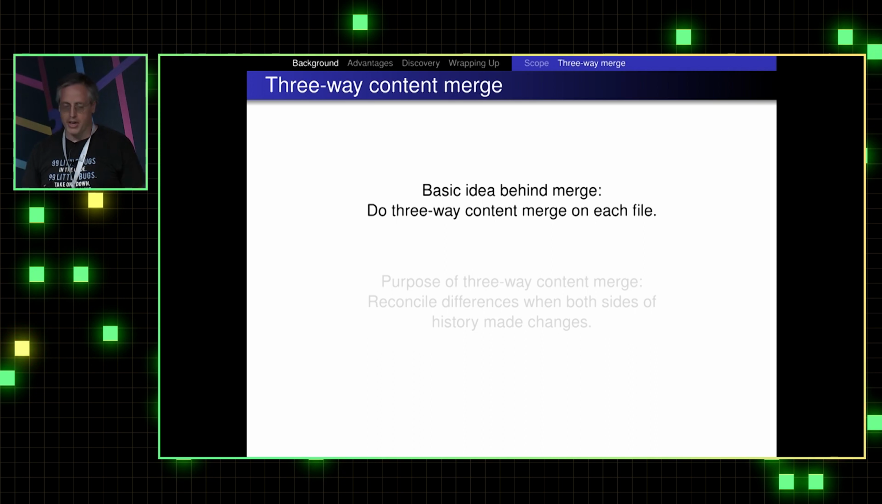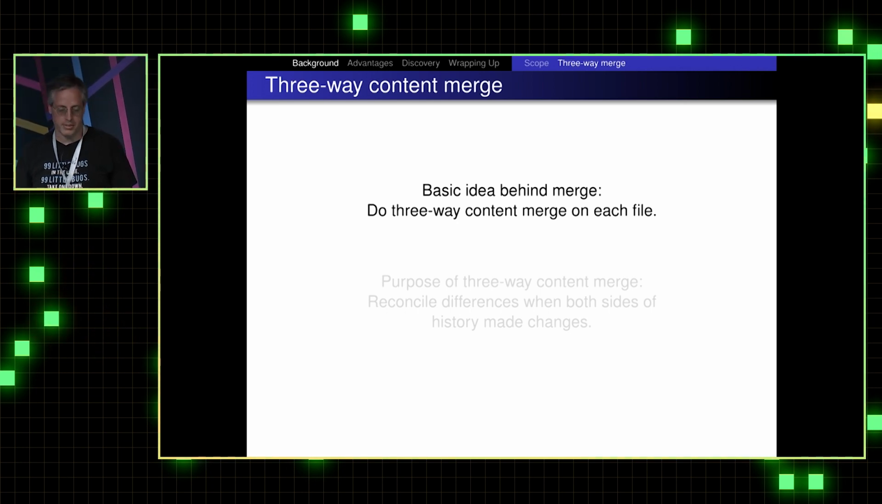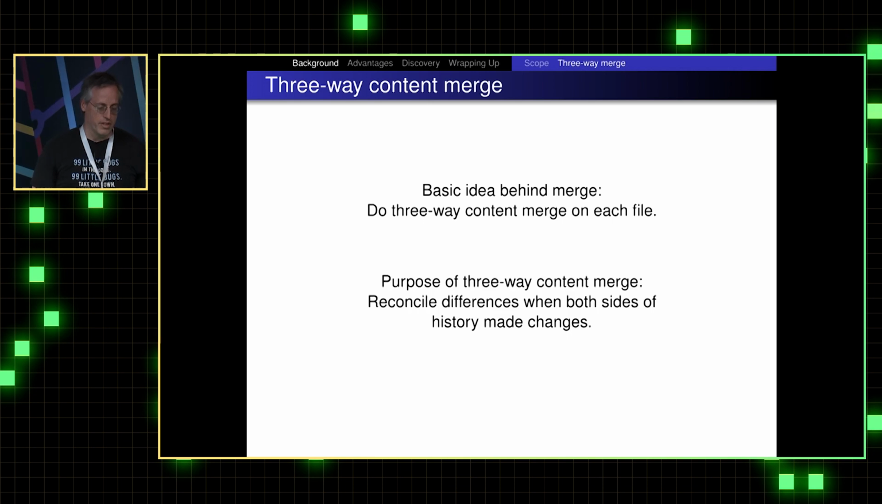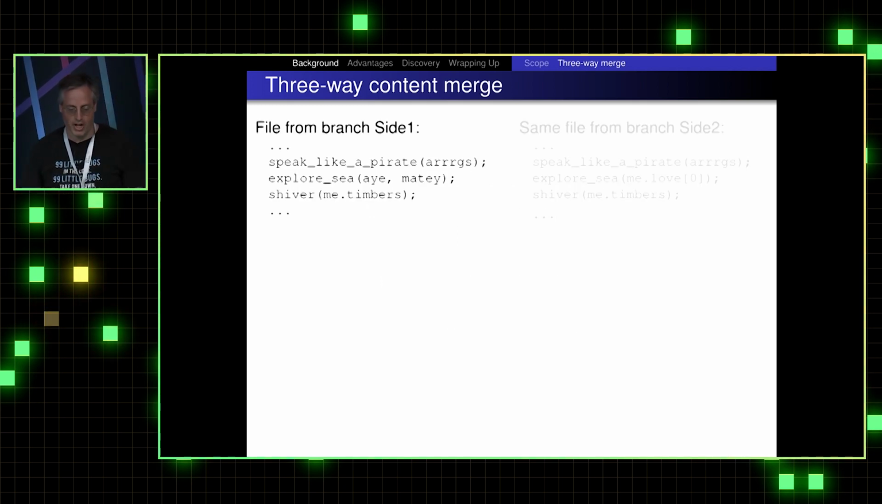Also, we need to know that in merges, there's a basic idea behind doing a merge, and that's to do a 3-way content merge on each file involved in the repository. The purpose of the 3-way content merge is to reconcile differences when both sides of history have made changes. Perhaps an example would be helpful.